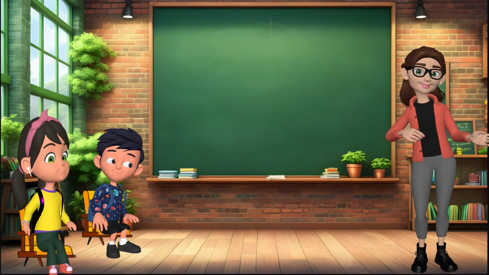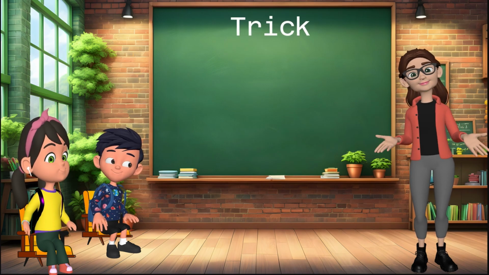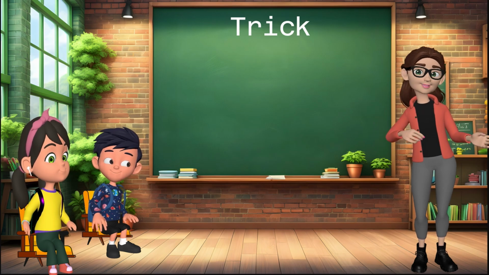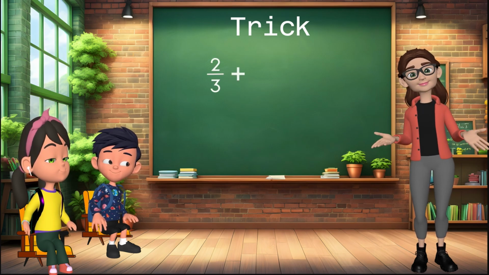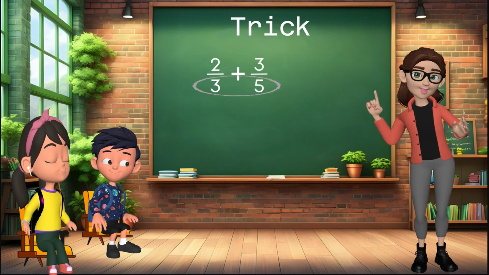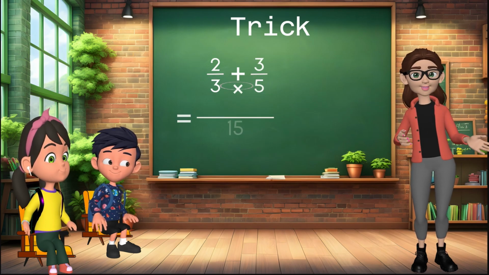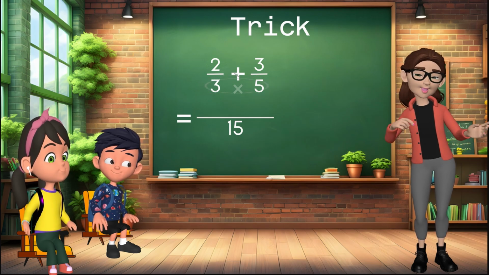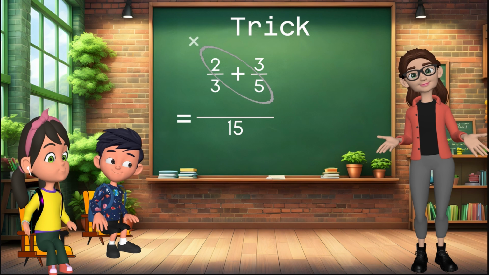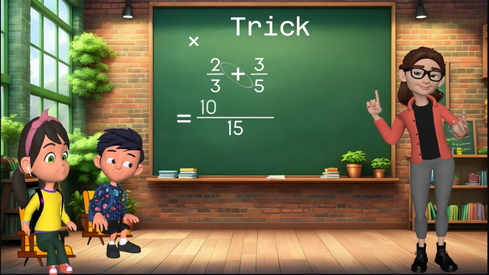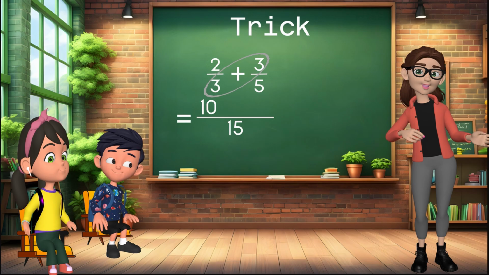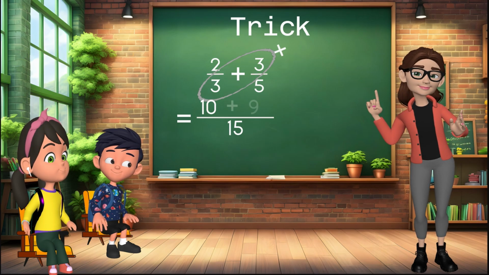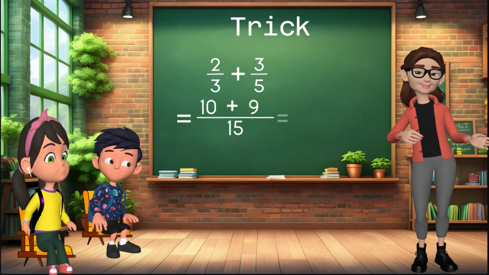If the number of fractions to be added or subtracted is not more than 2, then you can use this easy trick. Suppose you want to add 2/3 plus 3/5. First you multiply denominators 3 and 5 and put it as the denominator. Secondly, multiply numerator 2 by denominator 5 and put it as the numerator. Again, multiply numerator 3 by denominator 3 and add it with the numerator. After simplifying, you will get the result.